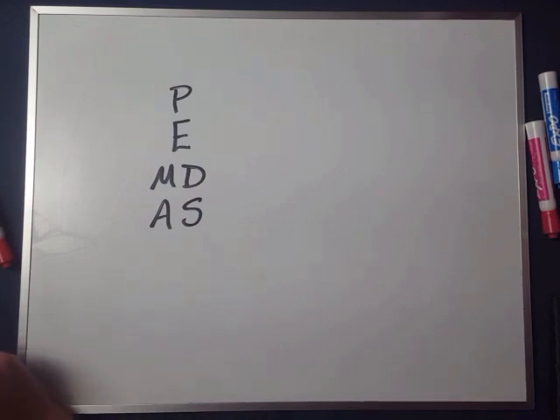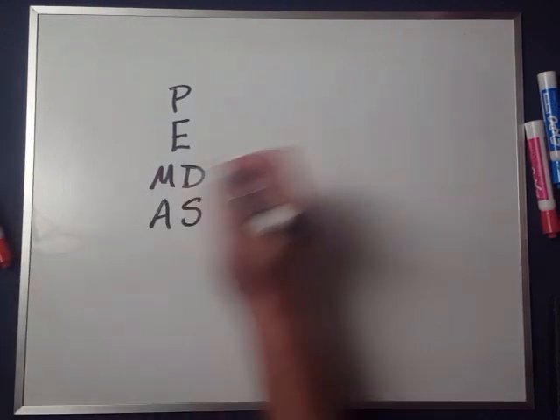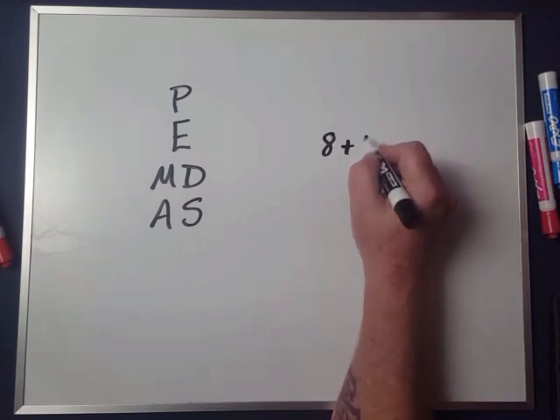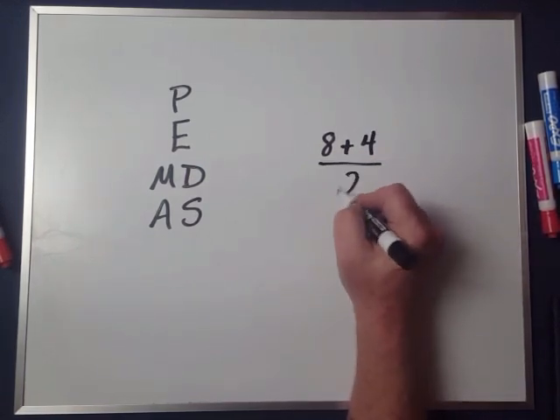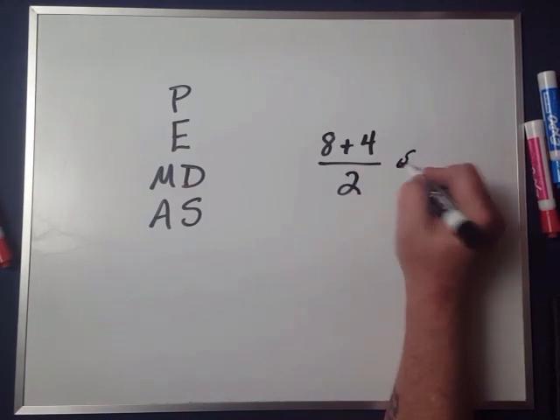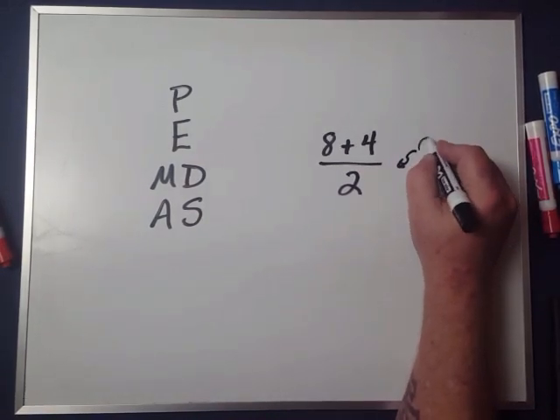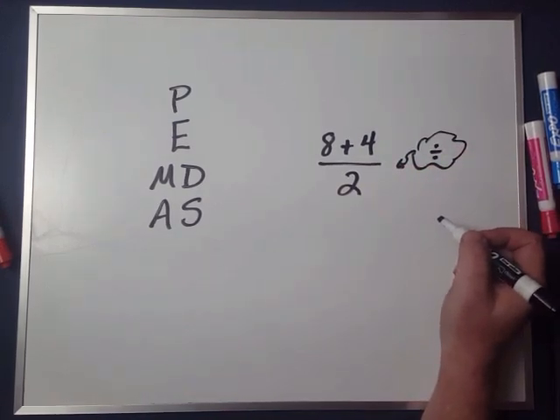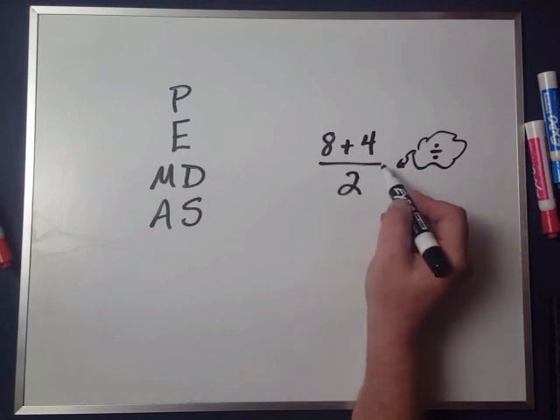Get this in your head. Fraction bars are grouping symbols. Fraction bars indicate division, we know that. But fraction bars are also grouping symbols. For example, if I had 8 plus 4 over 2. Well, this is a division problem. The fraction bar is really just a little division sign. But it is also a grouping symbol.